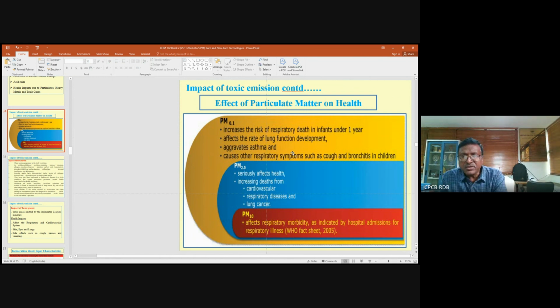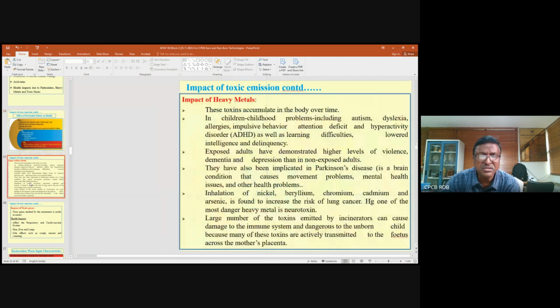Therefore, the effect of particulate matter on health is that it increases the risk of respiratory death in infants under 1 year. It also affects the rate of lung function development, aggravates asthma, and causes other respiratory symptoms such as cough and bronchitis in children. Particulate matter 2.5 microns seriously affects health, increasing deaths from cardiovascular and respiratory diseases and lung cancer. Particulate matter 10, the size of the particulates in the 10 micron range, if available in the atmosphere, affects respiratory morbidity as indicated by hospital admissions for respiratory illness, WHO fact sheet 2005. Therefore, these are the possible health impacts.